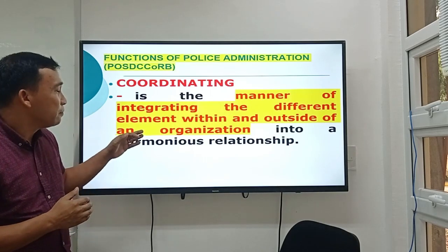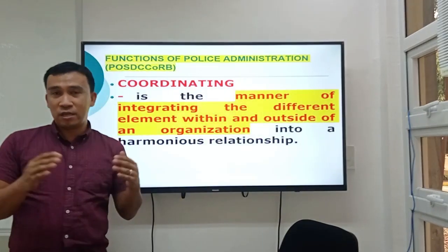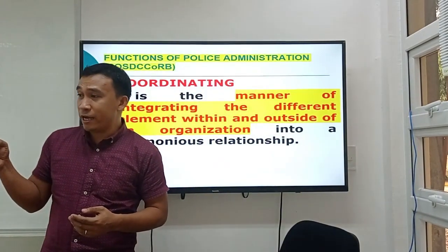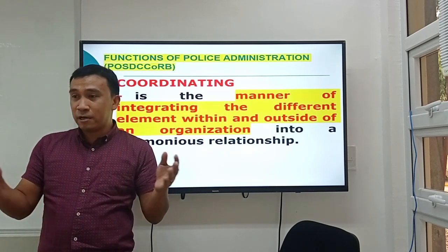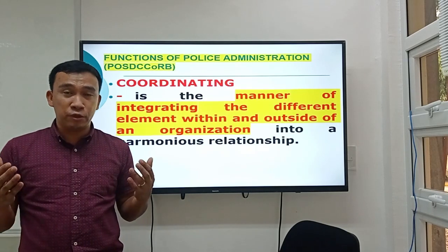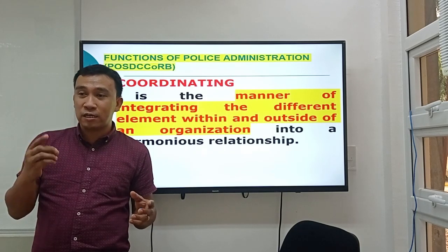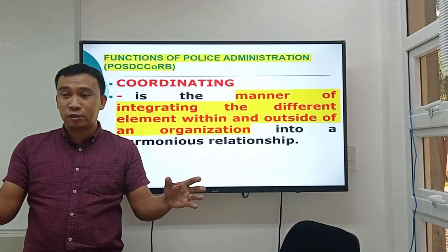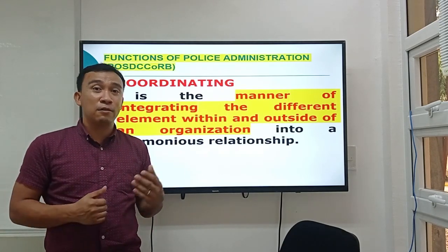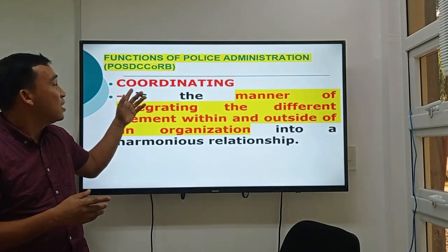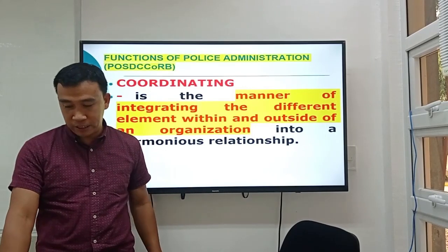And of course, ang sabi, not only within, but outside of an organization. Outside of an organization, like sa NBI, like sa jail, sa fire, and different law enforcement agencies, and even sa community, ay mahalagang merong coordination between police organization and this organization and agencies and even community na labas sa kanilang organization. Ang tawag sa principle na yan is coordinating. Sa function ng police administration is coordinating.